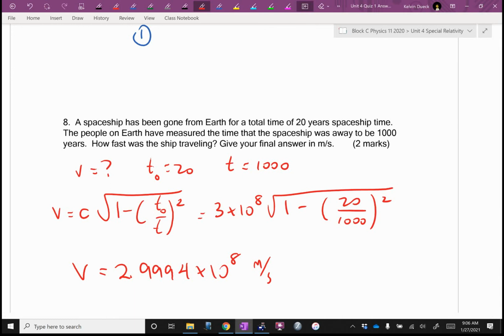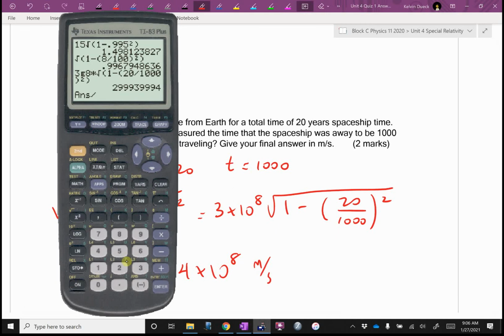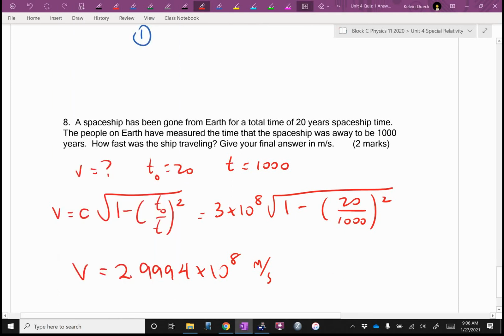Okay. Going really close to the speed of light. What would that be as a percentage? Good question. 99.979998% of the speed of light. You're really going pretty close to the speed of light.